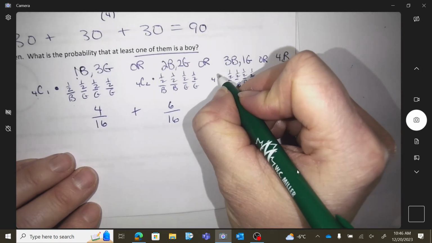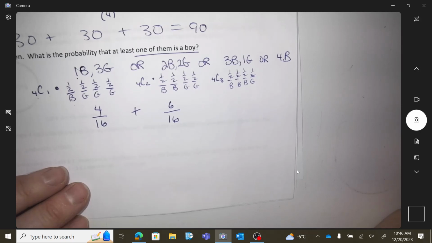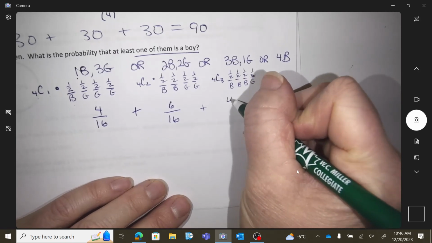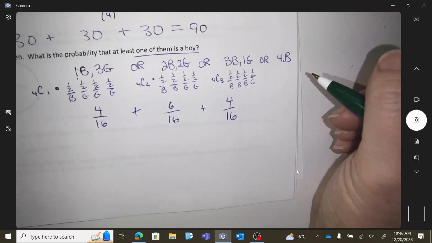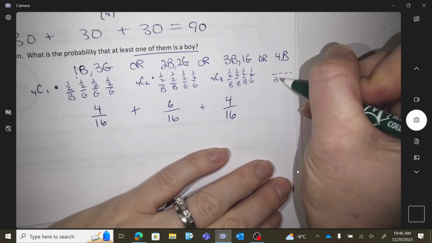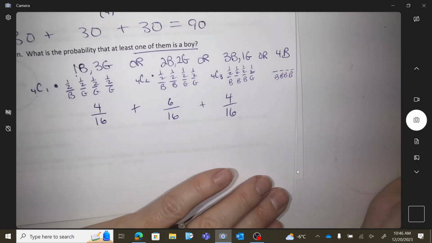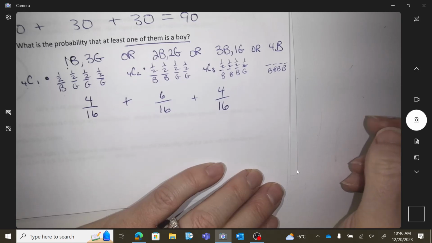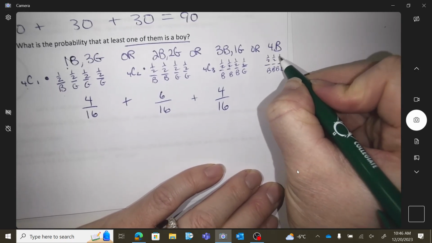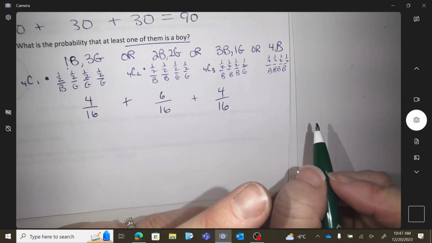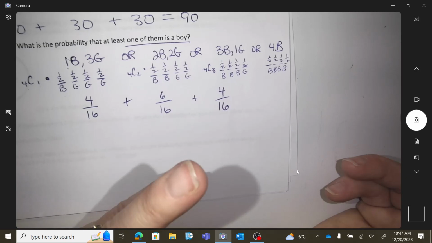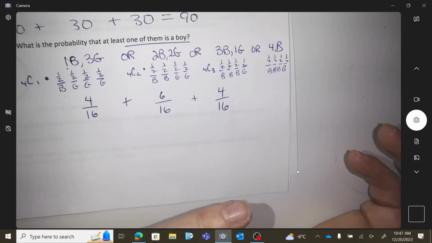And then this one would be a 4, choose 3 scenario. In front of all that. So this boy, boy, boy, boy family would just be a half, half, half, half. And you don't have to do a multiplier on that because there's no other possible scenarios in that family, right? The order of those boy, boy, boy, boy, you can't be switching that around.